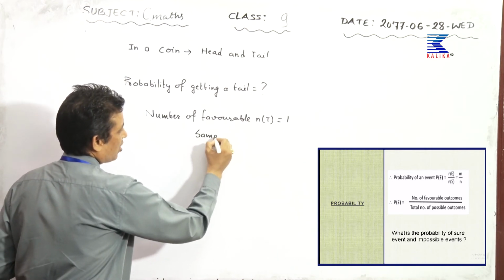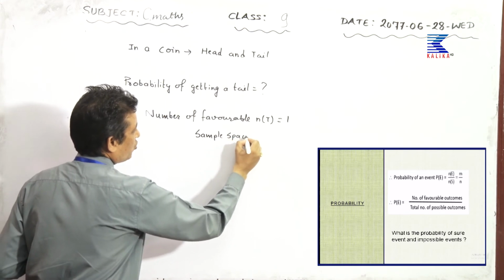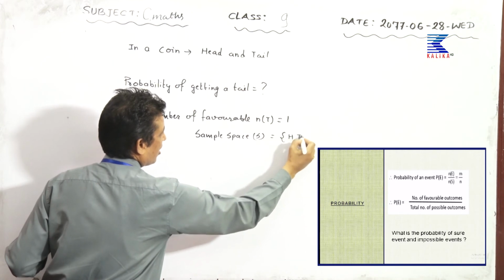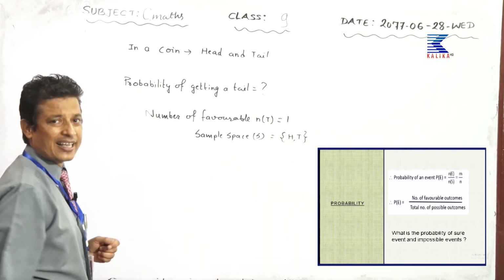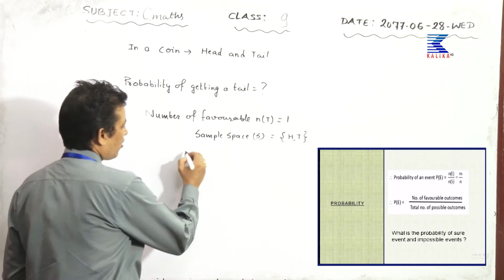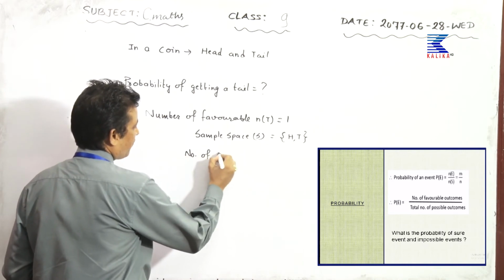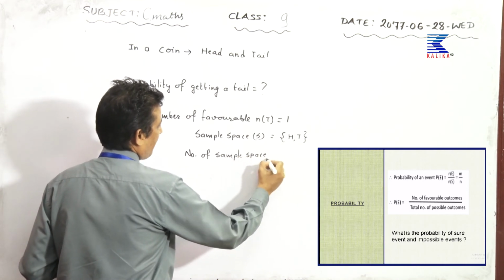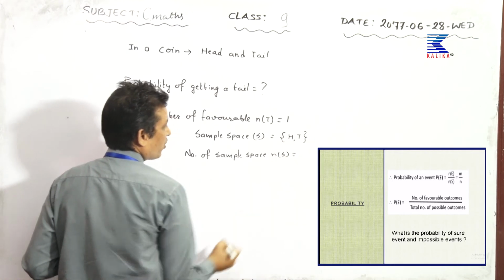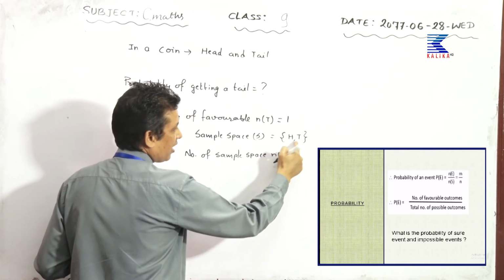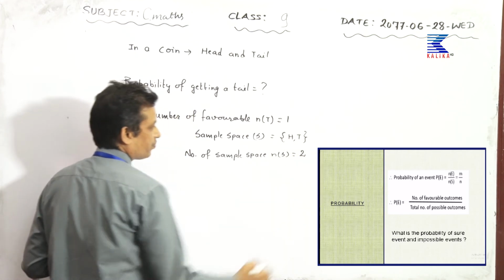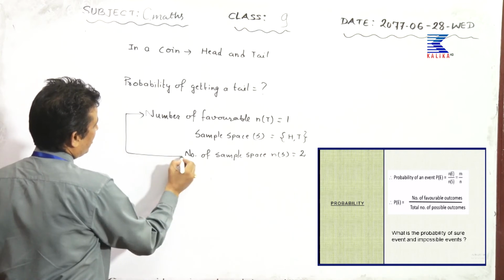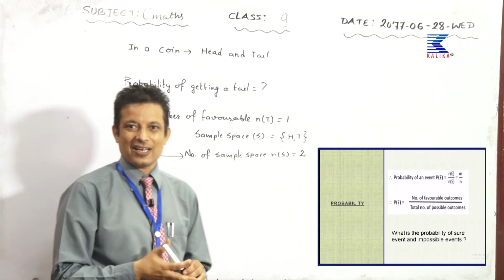Sample space means all the possible outcomes. It is good to write it at first. The set of sample space has two elements, they are head and tail. So, what is the number of sample space then? Number of sample space n, yes. You can count the elements, 1, 2, how many elements are there? Obviously 2. So, this is the number of favorable outcomes and this is the number of total possible outcomes.